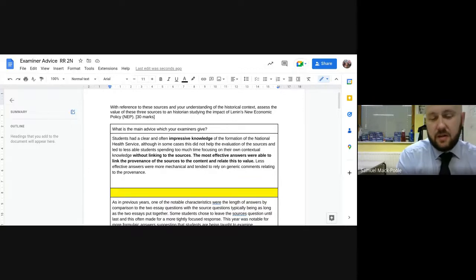Or, you could give certain years and times of a certain event. Okay, it could be anything within the Russian Revolution course.